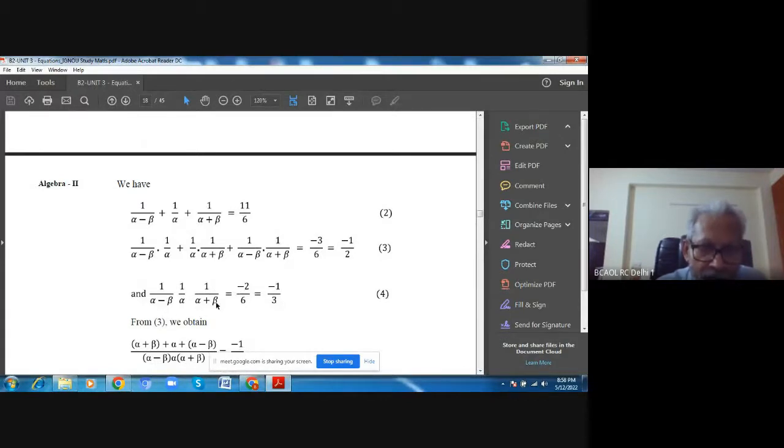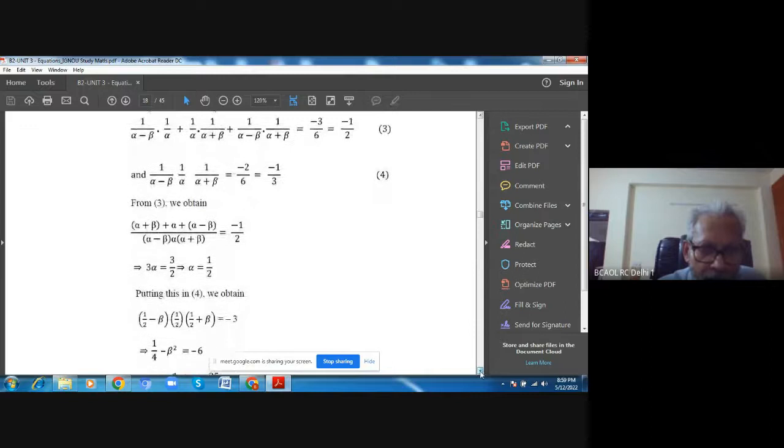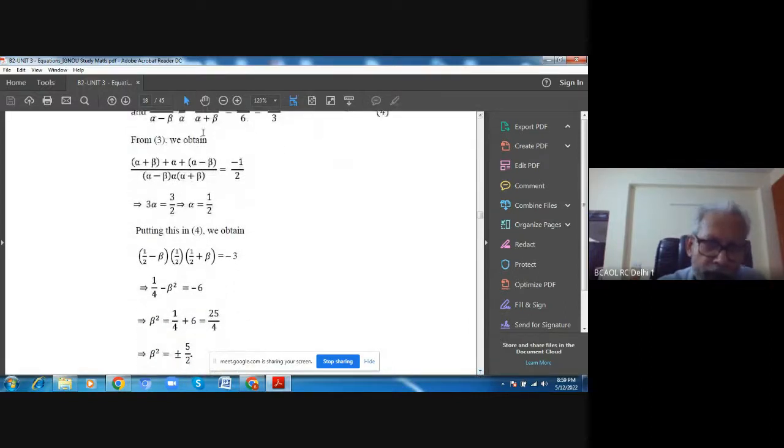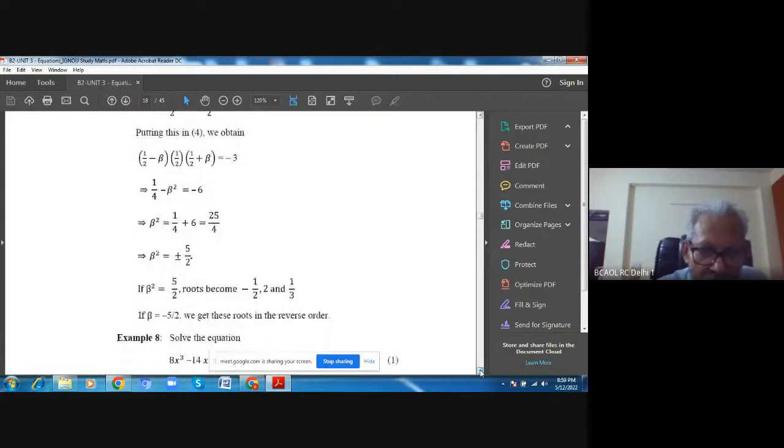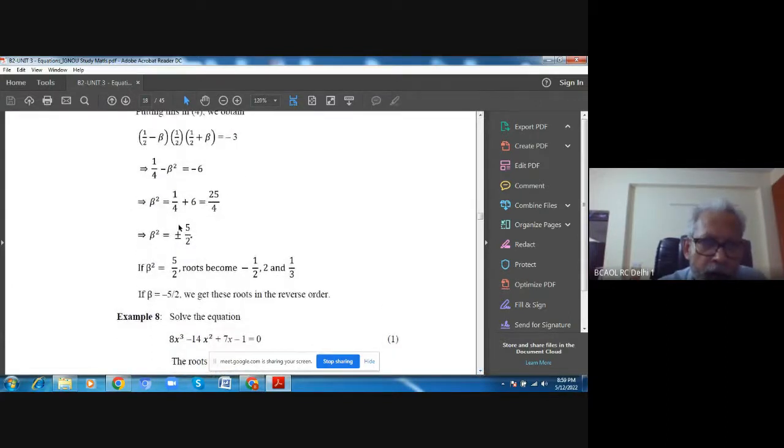And then finally you can obtain it. This is simple algebra: you have to put the value from here to here and form these things. I need not worry about it, it is simply formula and simple calculations. So now finally I can reach the formula, and this is the value. The roots become these things.